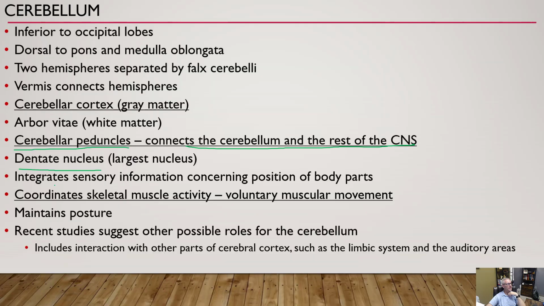We have this dentate nucleus. Basically, the cerebellum takes that sensory information and throws it up to the rest of the central nervous system. It also helps coordinate your voluntary muscle movement, helps maintain posture.